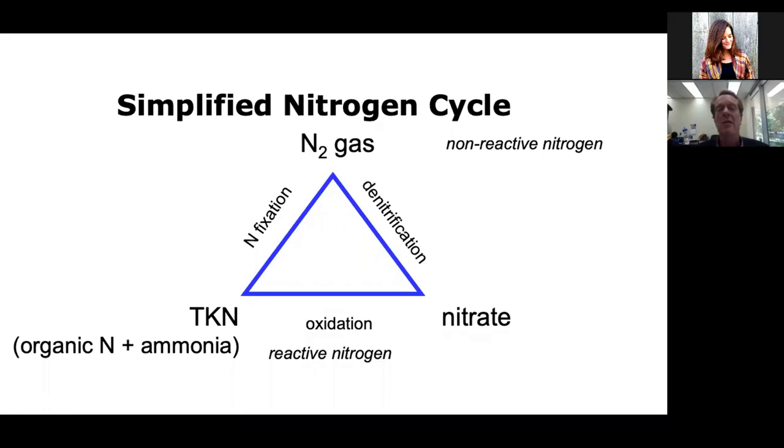Now, this is the exact process that our systems do. We basically don't store nitrogen. We remove it from wastewater as ammonia or organic nitrogen into nitrate and then back into air.